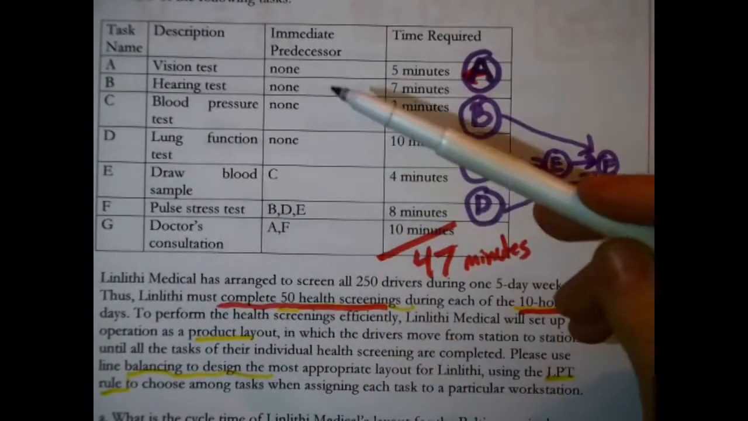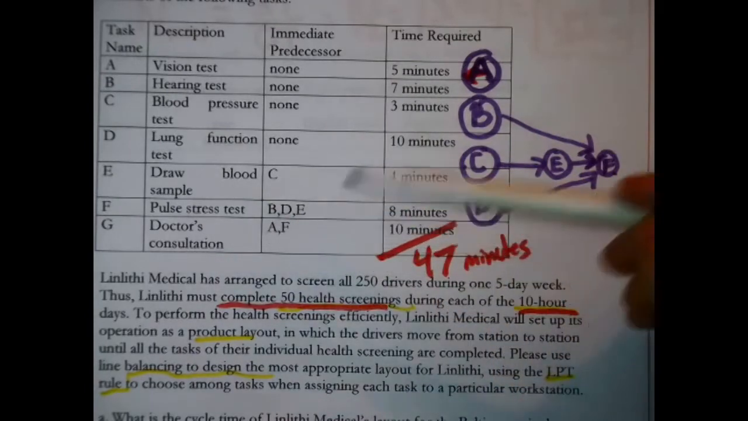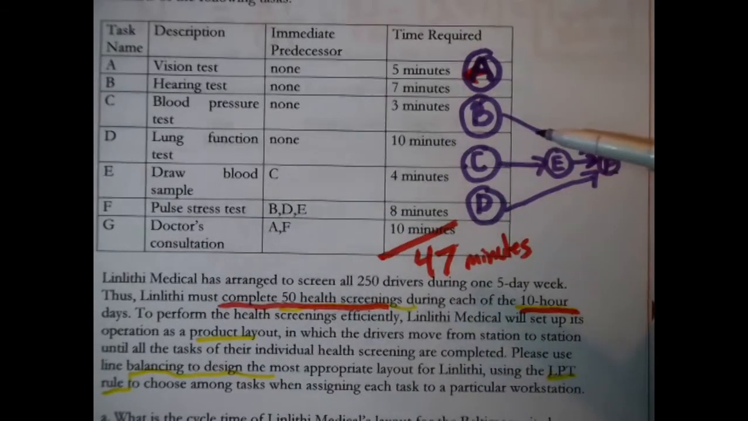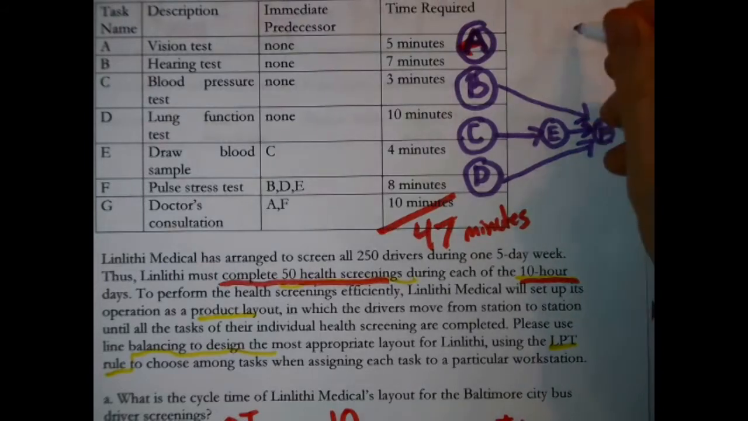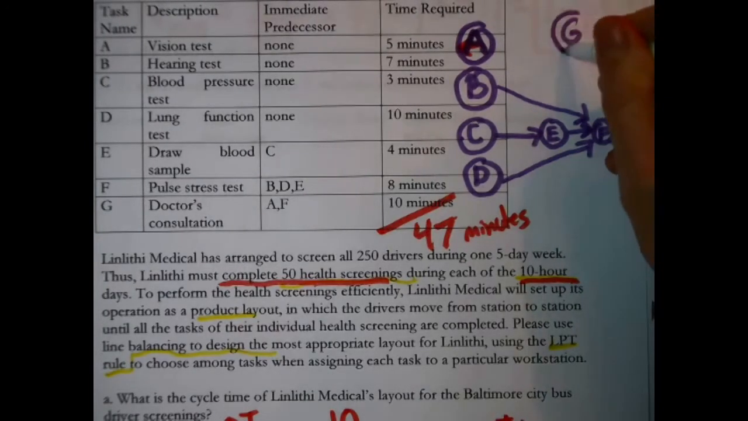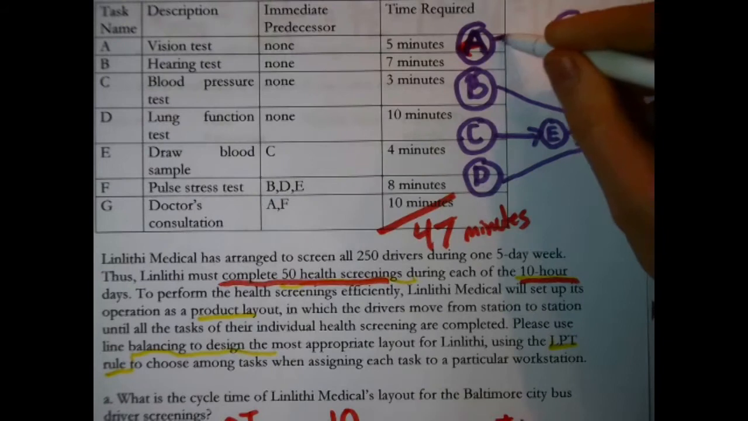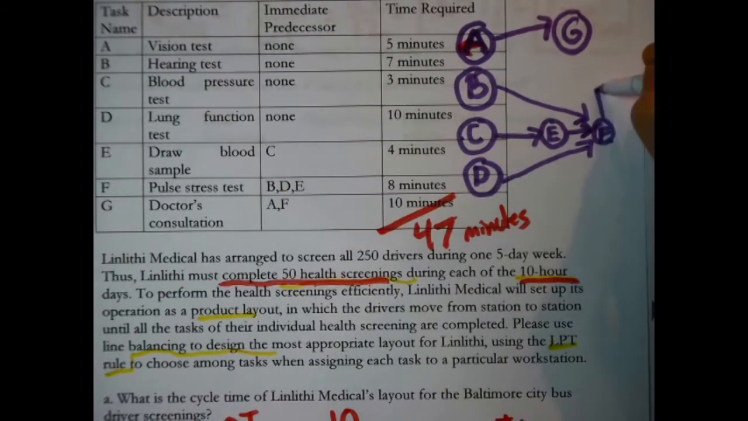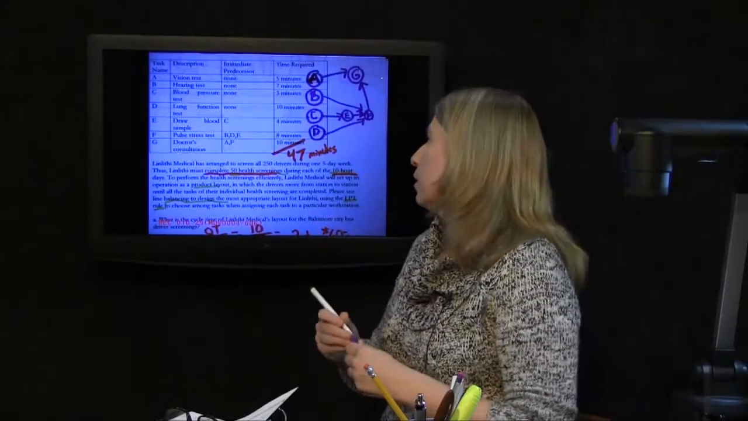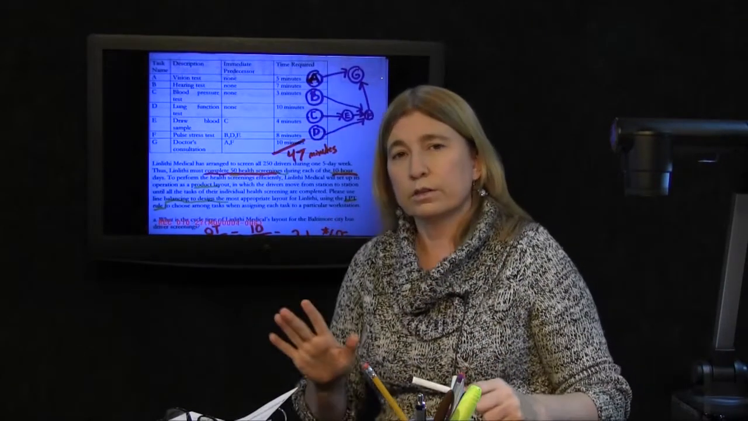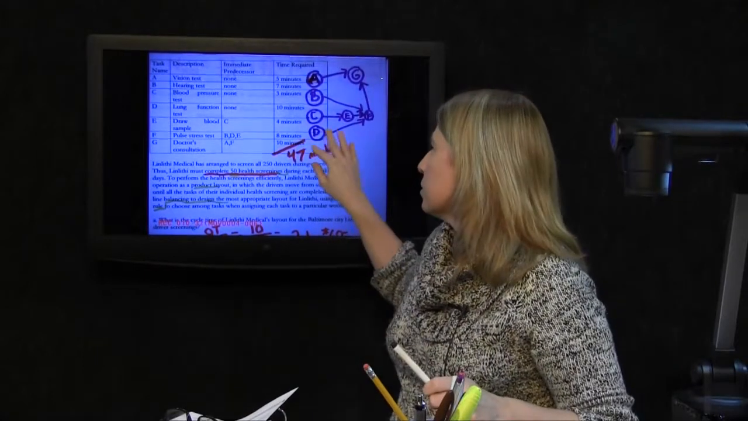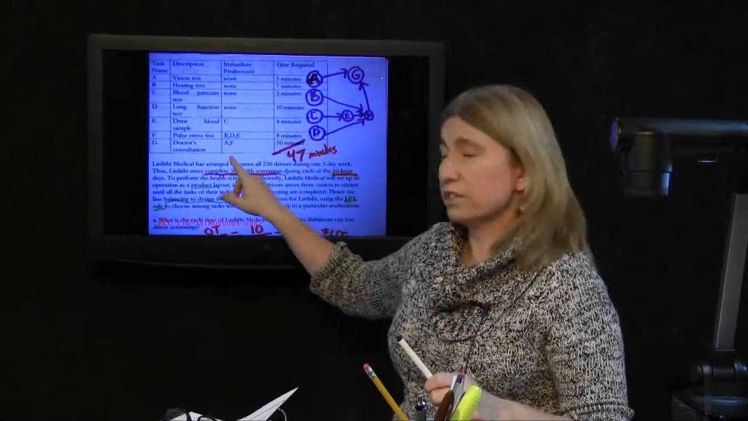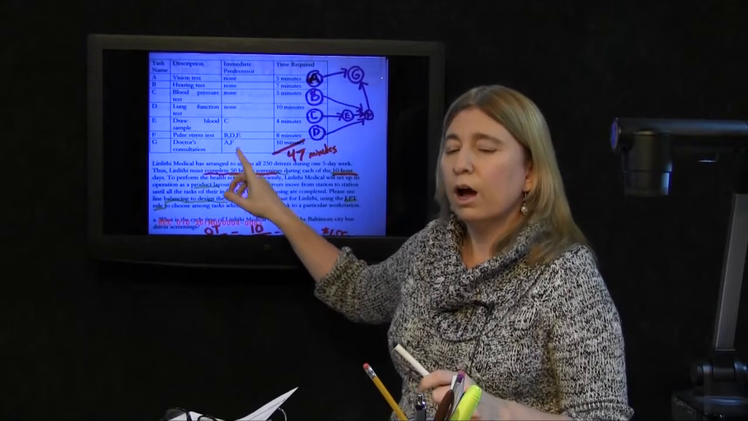It says G, doctor's consultation, has A and F. Okay, so until you've done the vision test and gotten all the way and completed the pulse stress test, then you can talk to the doctor. I think that from my diagram, the easiest thing would be to put that last consultation here. When that's done, and see, I'm going to connect upwards, this is done. Then the entire mini project, if you will, is completed. Okay, so this is just a visual representation of this data in essence right here.